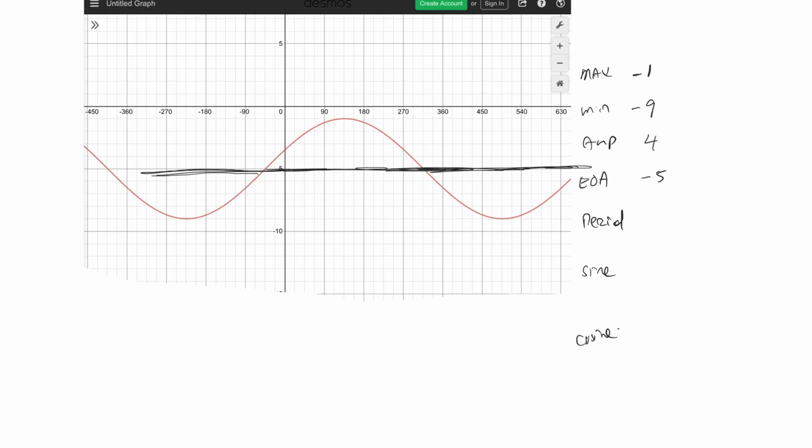All right, so the max is over here, and over here this number is -1, and the minimum is all the way down here, which is -9. And then our amplitude is +4. Keep in mind, amplitude is the distance, so it must be positive. I can see there are 4 boxes here from the max to the equation of the axis, and each box is worth 1.